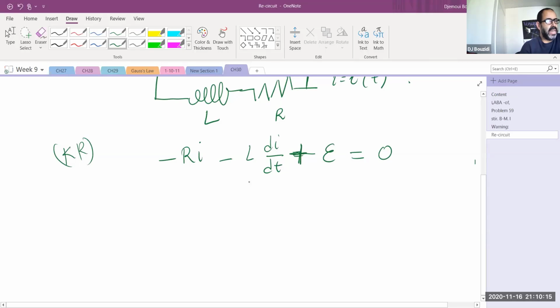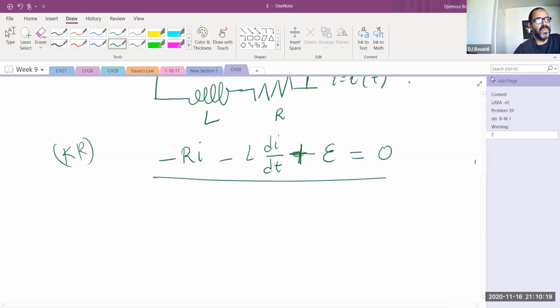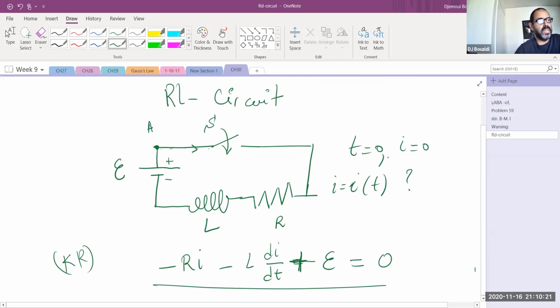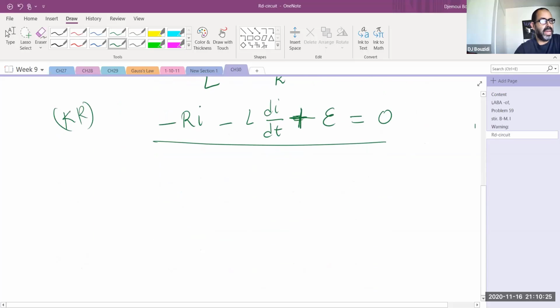So having said that, then I'm going to solve this equation in here for the current I with this condition, that at t equal to 0, there was no current in the circuit. So if we do that, I'm going to basically move this expression to the other side, move this expression to the other side.